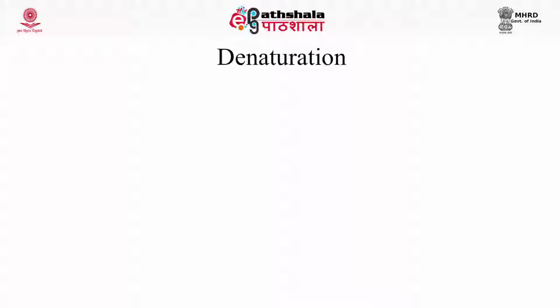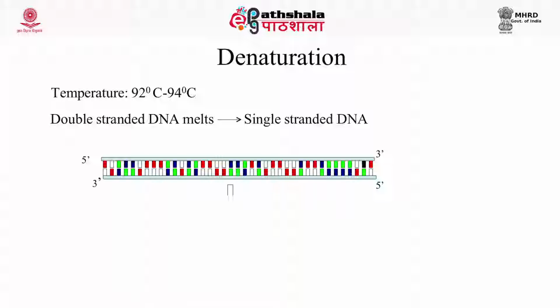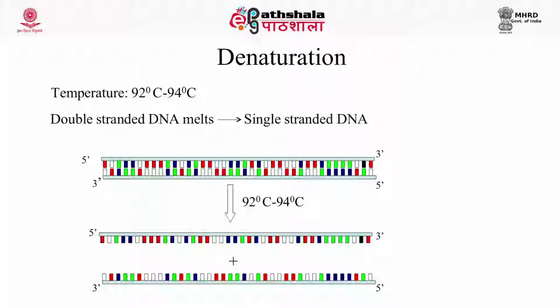in PCR. So this is the double-stranded template DNA, and during the first step of the PCR reaction, when the temperature of the thermal cycler is 92 to 94 degrees centigrade, the double-stranded DNA, as you can see, melts, that is, separates into single-stranded DNA.